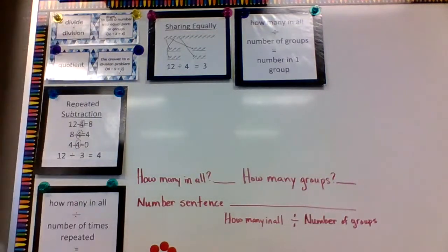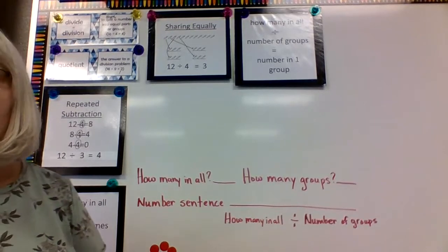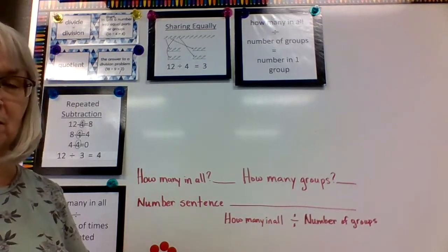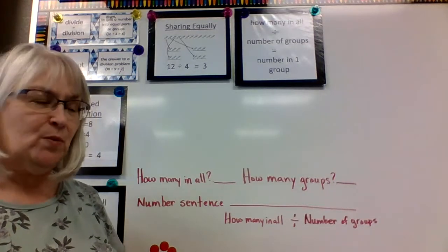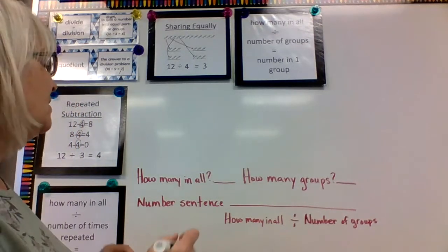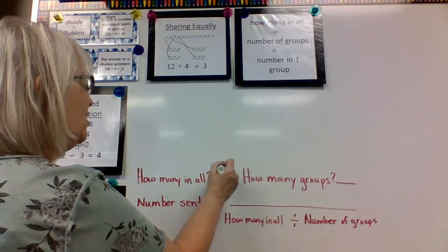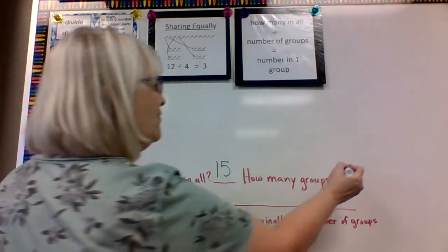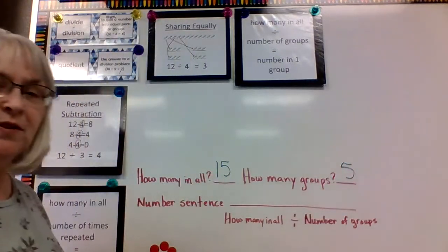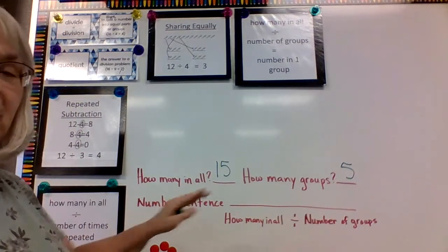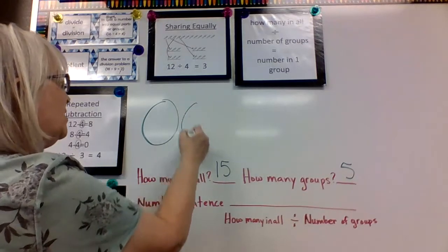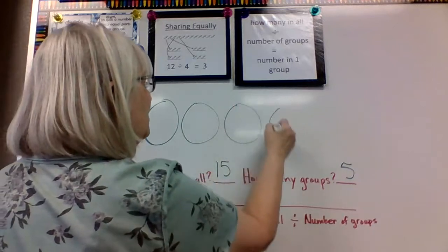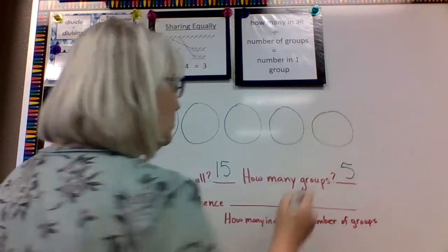Okay, let's start with the top of your page. And we're going to have a story. There are 15 water bottles that have to be shared equally with 5 people. So the way we're going to do this is we have 15 in all, and we have 5 people. All right, so go ahead and fill this in. Now to represent the people, we're going to do circles. So here's 1 person, 2, 3, 4, 5 people.